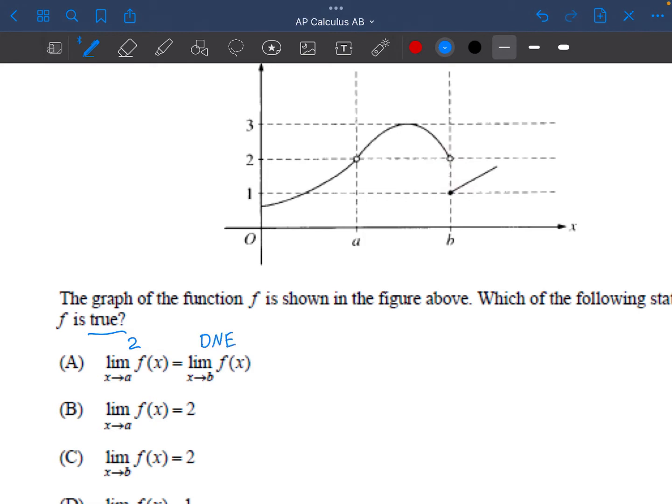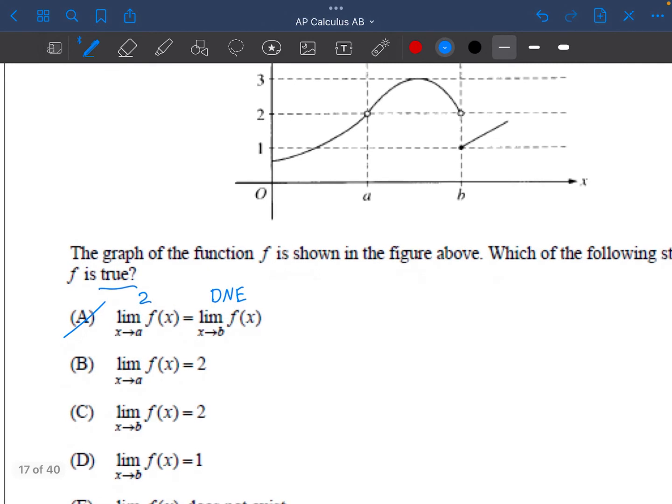And does 2 equal D and E? It does not, so it's not A. What about B? B, we just did that. We did it up here. We said, yes, that is equal to 2. So that one is actually the answer.